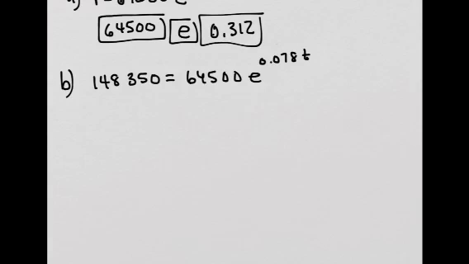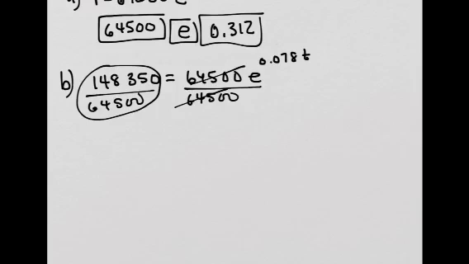So on B, they're asking after how many hours will the population reach 148,350. So you want to, because we're solving for t, you want to isolate the e to the power. So we divide both sides by 64,500. Again, I don't have a calculator, so you guys probably do. So input this into the calculator. And so now you'll have e to the power of this, right, equals whatever you get here on the calculator.